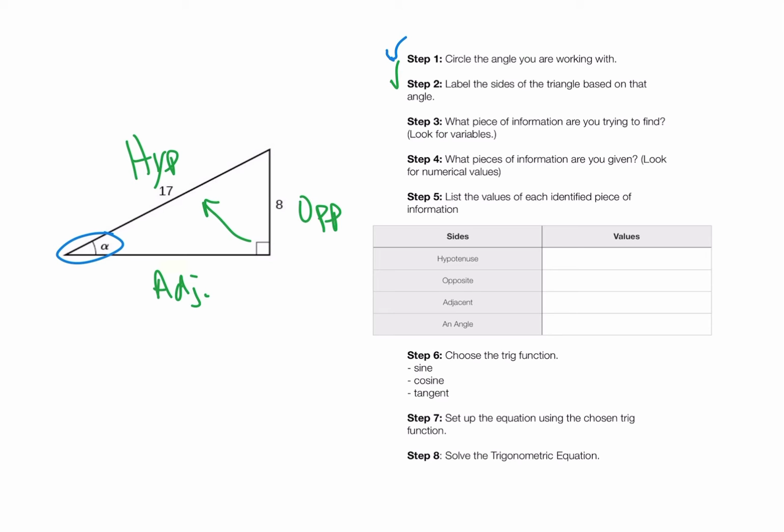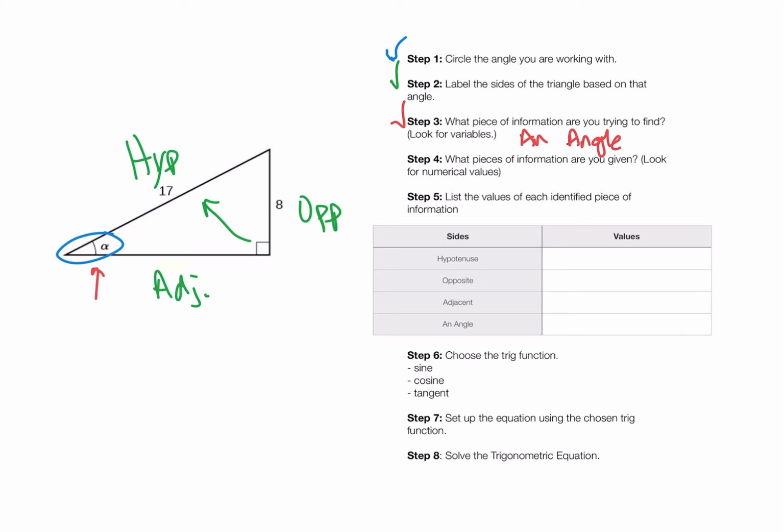We're trying to find what pieces of information do we need to find. All right, and if you look in the parentheses, look for variables. That's your hint, right? The only variable that we have here is within our angle A. That's what's missing. That's what we're trying to find in this problem. We're trying to find the value of A, the variable. So what piece of information are we trying to find? We're trying to find an angle. So we know what's missing.